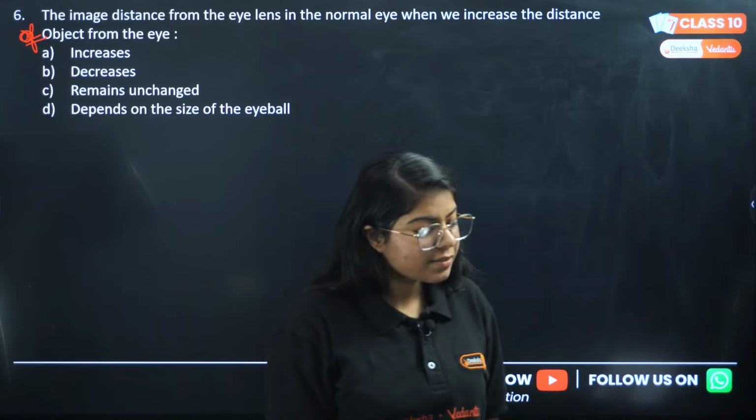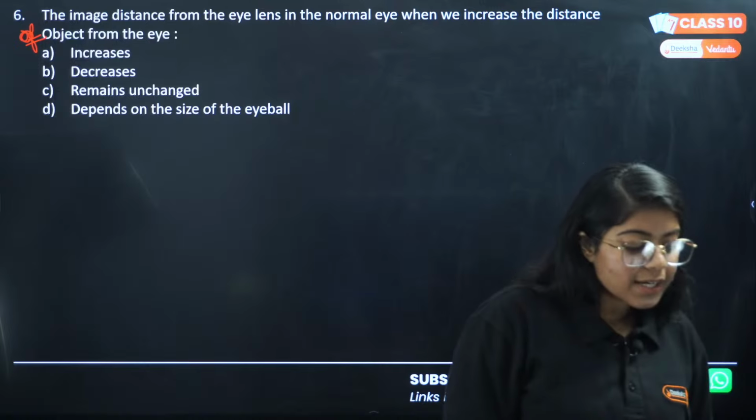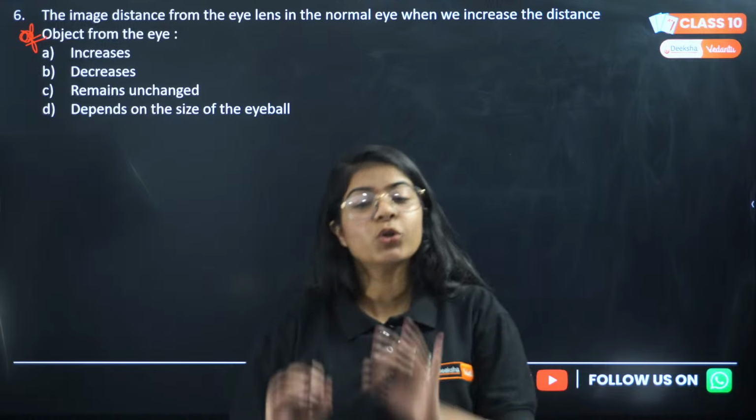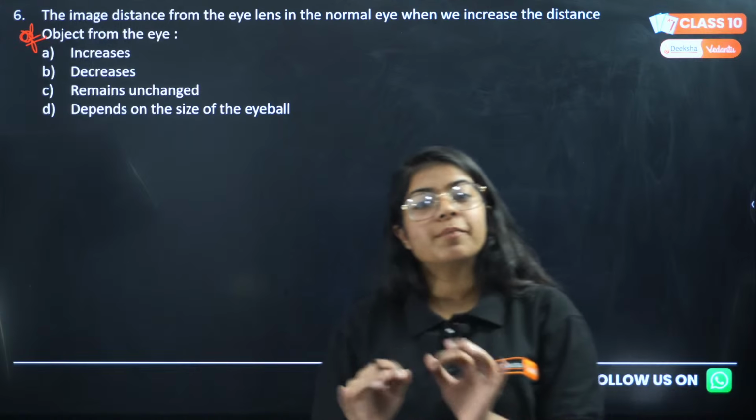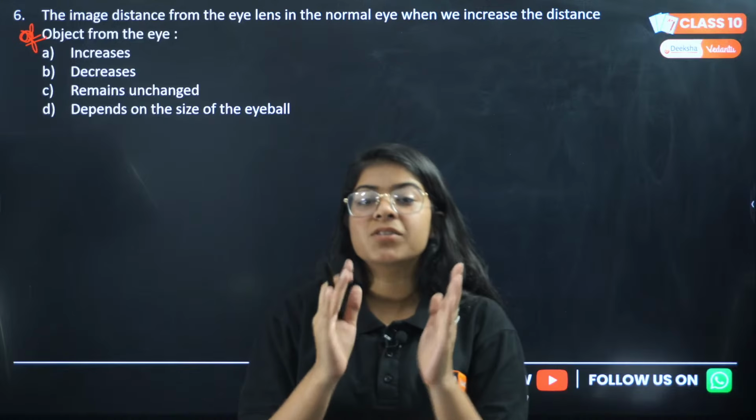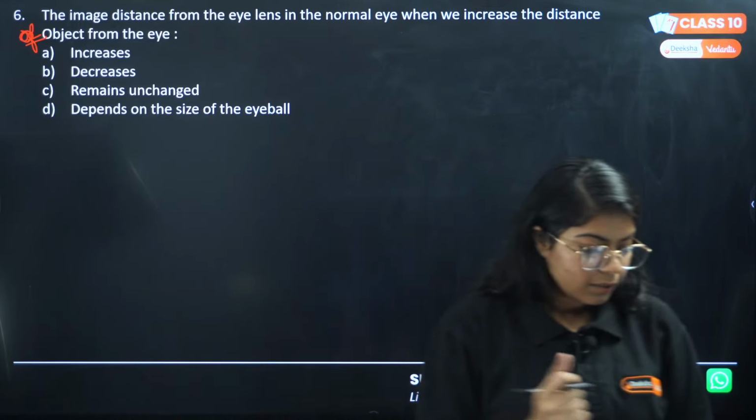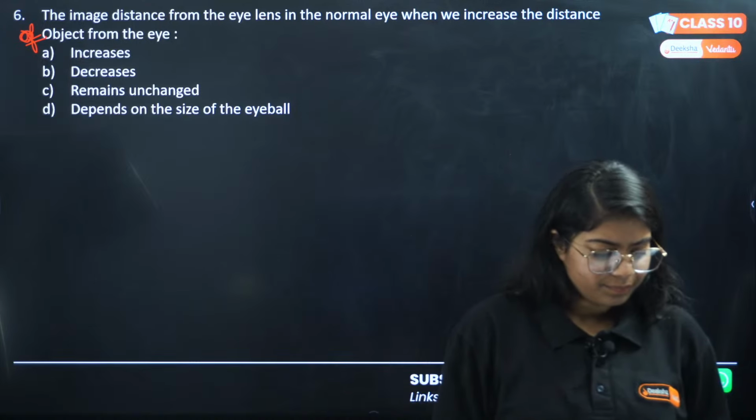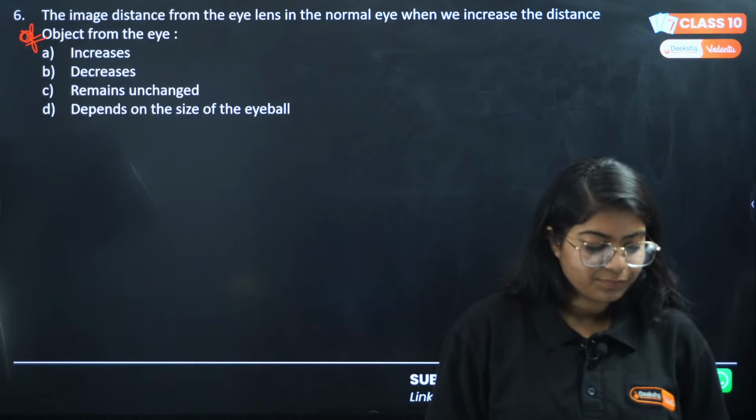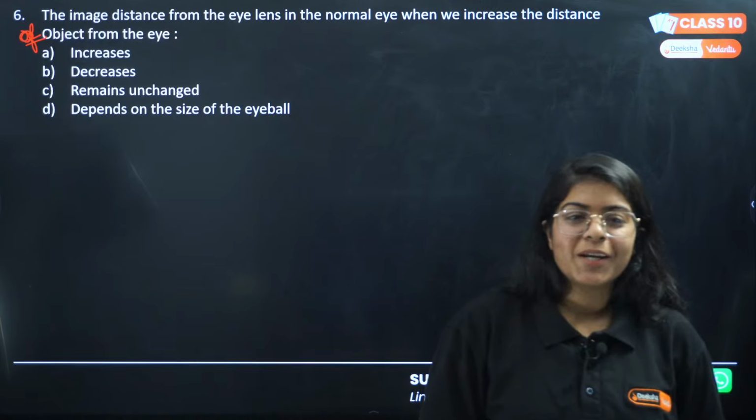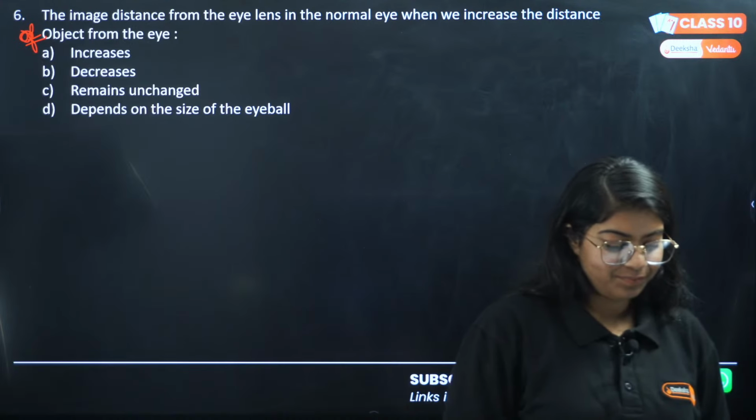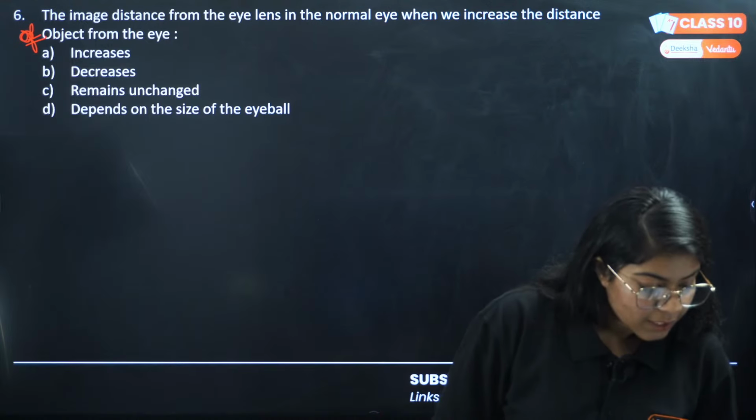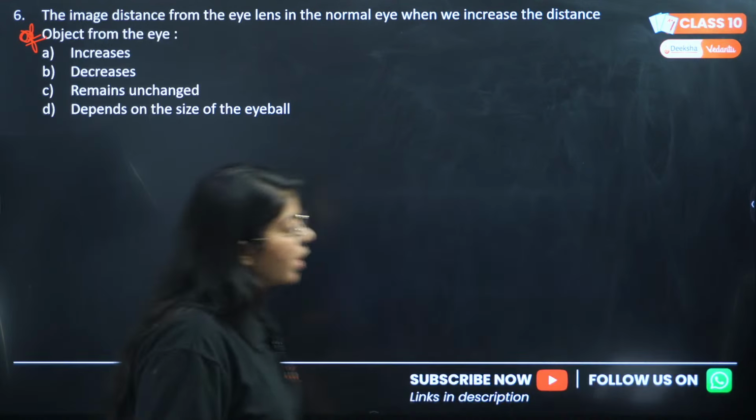Okay, anyone else? J. Solanki is saying B, that it decreases. Let me just remind you to read the question carefully. This is a normal human eye, not just a lens. It's a human eye. Okay, let's see who's correct, Karan or Jay.